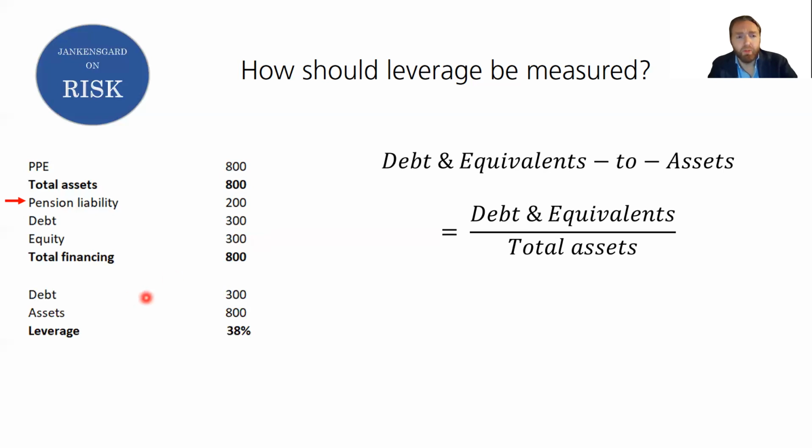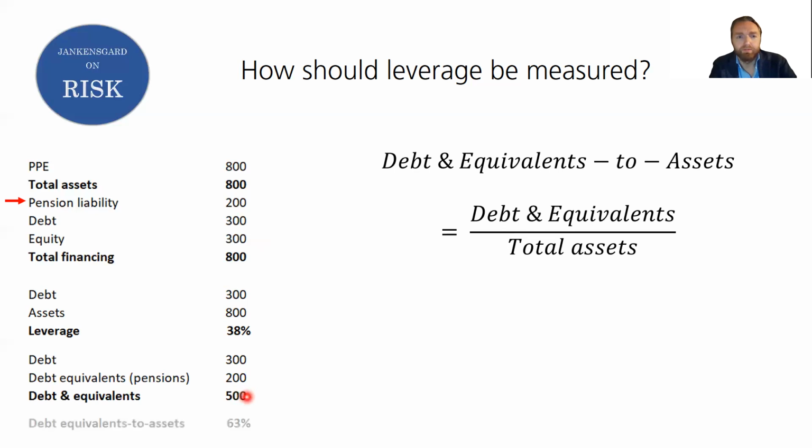So first, see here what happens if we apply the classic leverage measure here. It indicates 38%. The numbers change somewhat because we modify the assumptions, so it's not directly comparable necessarily to the numbers we had before. That doesn't matter. Debt equivalents, on the other hand, is 500 now, compared to debt as a standalone number of 300. So we're adding the pension liability to debt to get this number, right? So debt equivalents to assets is 63%.